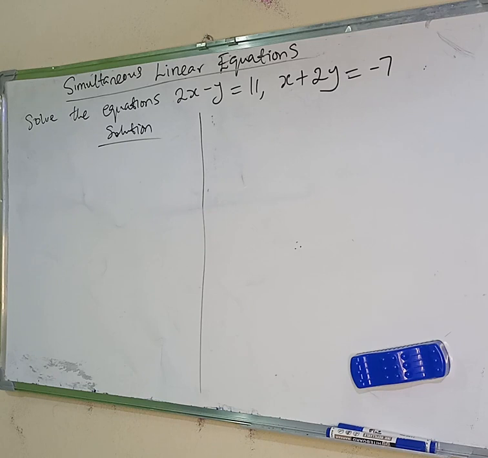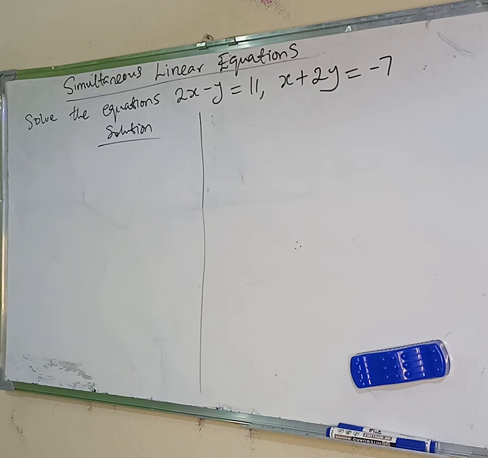So in today's class, we're looking at simultaneous linear equations. It's called simultaneous linear equations because the highest power of the variables is 1. We're going to look at this question and then solve it. Solve the equations 2x minus y equals 11 and x plus 2y equals -7.